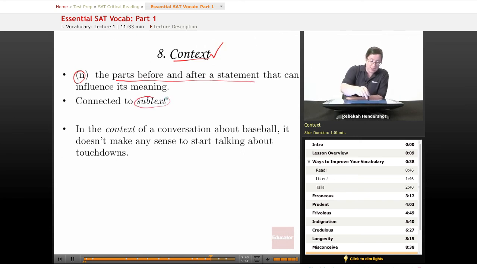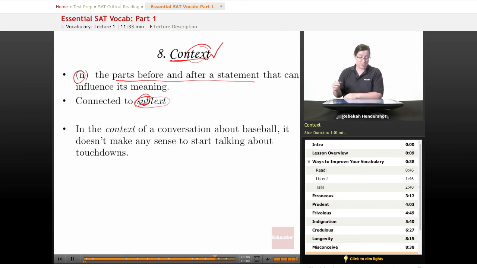It is connected to subtext, which is what you do when you read between the lines. Now, when you see the word text, you of course think of words, you think of print, and con, in this case, means with. So the words that are with whatever you're looking at, just as subtext means the words that are under whatever you're looking at, the hidden meaning.